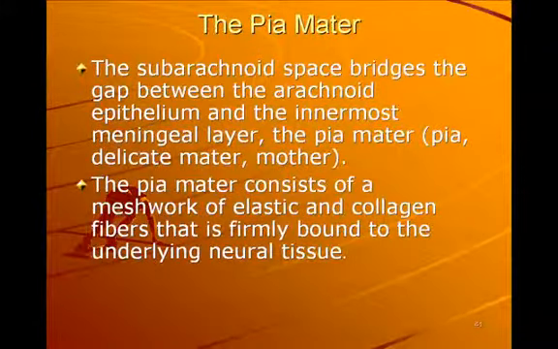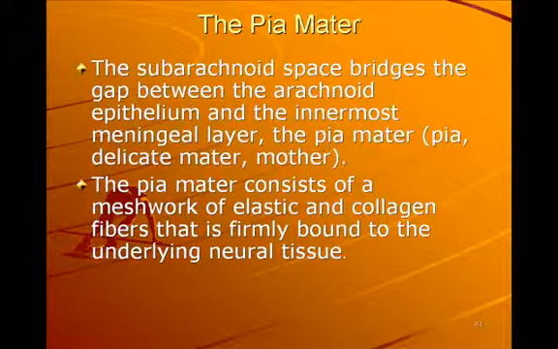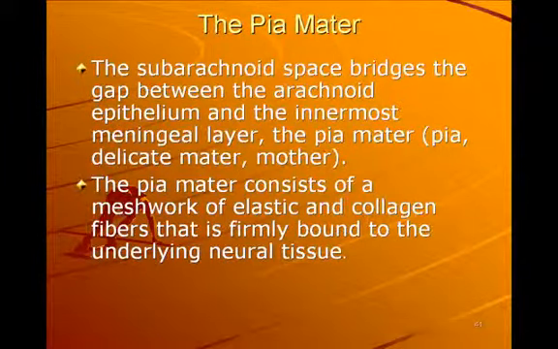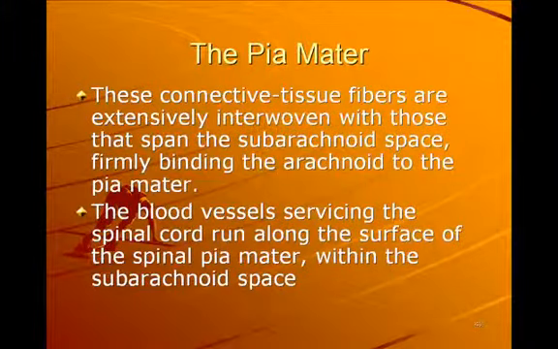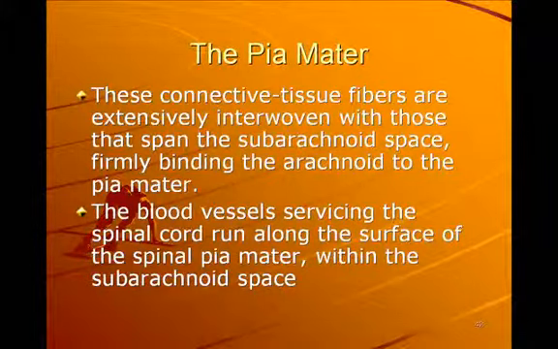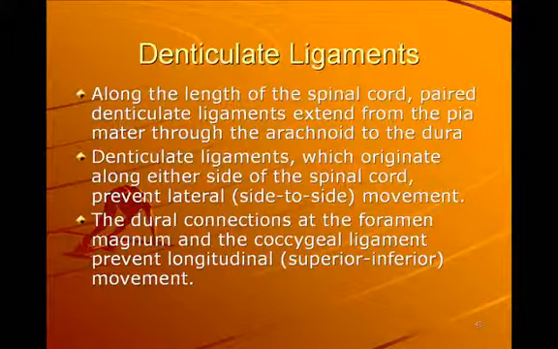The subarachnoid space bridges the gap between the arachnoid epithelium and the innermost meningeal layer, the pia mater. Now, the pia mater consists of a meshwork of elastic and collagen fibers that are firmly bound to the underlying neural tissue. These connective tissue fibers are extensively interwoven through the span of the subarachnoid space, firmly binding the arachnoid to the pia mater. The blood vessels servicing the spinal cord run along the surface of the spinal pia mater within the subarachnoid space.